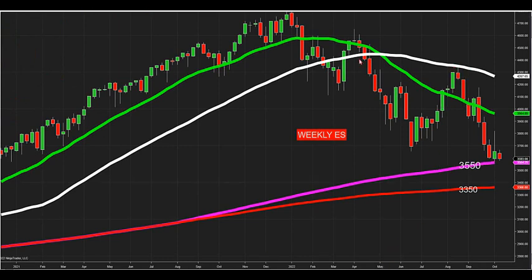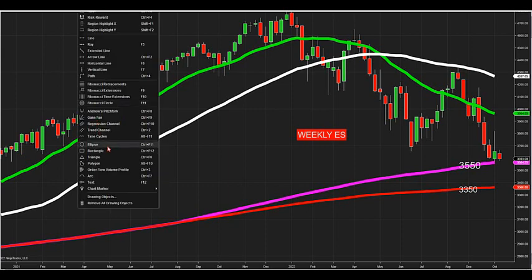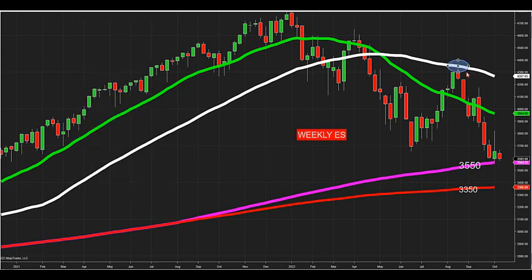We were up here. This is my target on the ES, the 4350. Everybody in the room knew that. That was my target on the ES for a possible top on the weekly. And my target was down here at 3550. This is my target on the weekly when we're all the way up at 4300 and at 4000. I said this is a possible bottom. And then my ultimate target is going to be 3350 where the 550 sits.